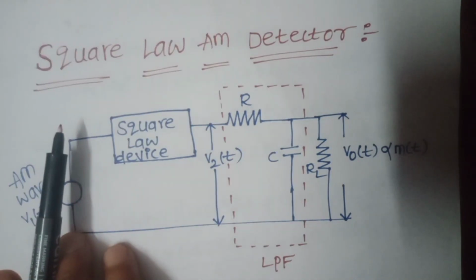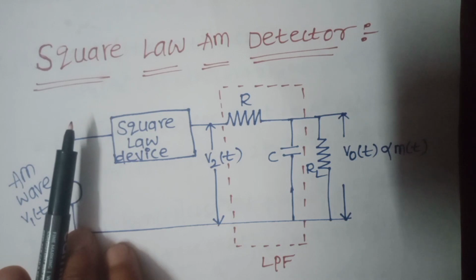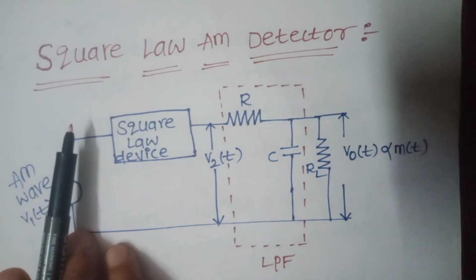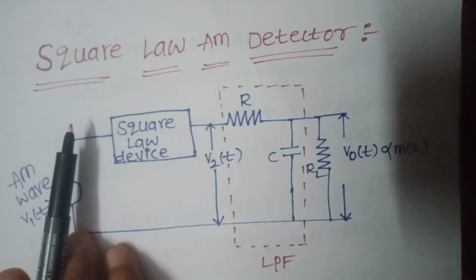Our next topic is the square law AM detector. The process of extracting the original signal from the modulated wave is called demodulation. That will be performed by the demodulator or detector. So now we discuss the square law AM detector.